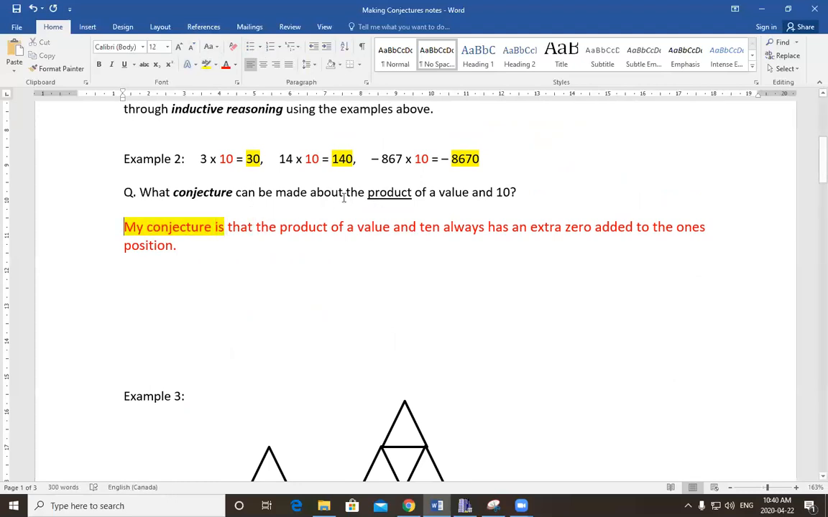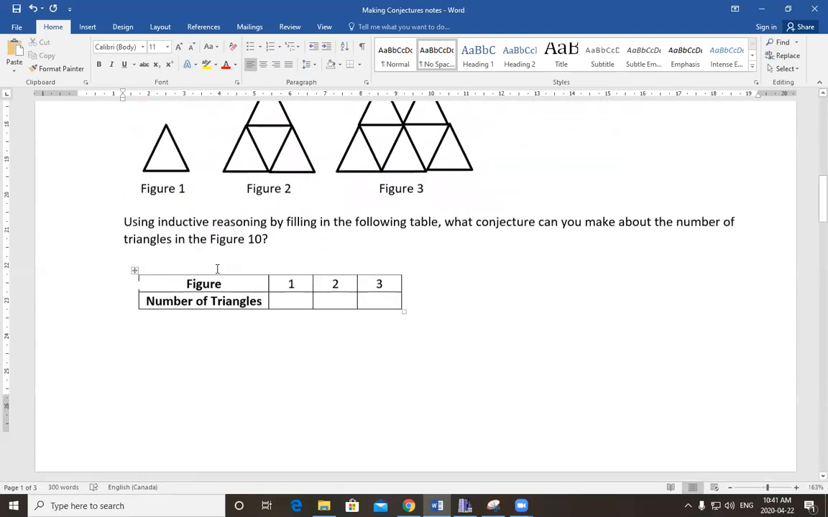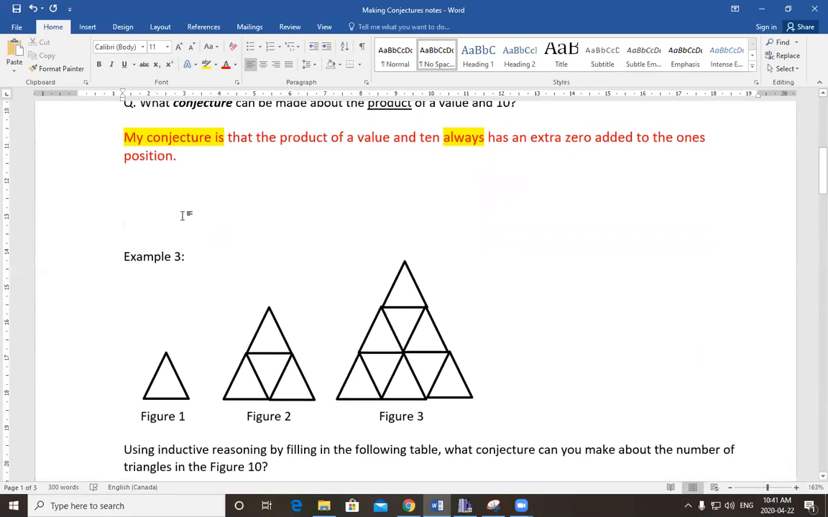Okay, so we kind of repeat what we are doing. We're multiplying a value by 10, and then we have the word "always" in there as to what our outcome is. So our conclusion is that we're always going to add an extra 0 to the ones position when we multiply a value by 10. So that is another example of a conjecture. Again, we'll move on.